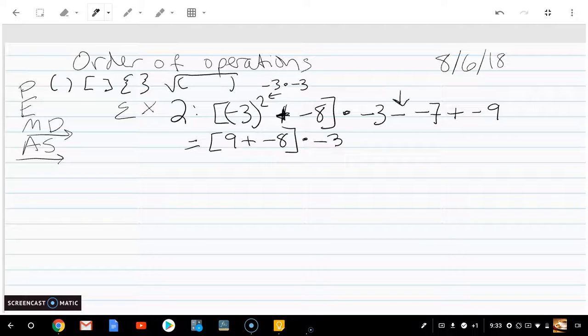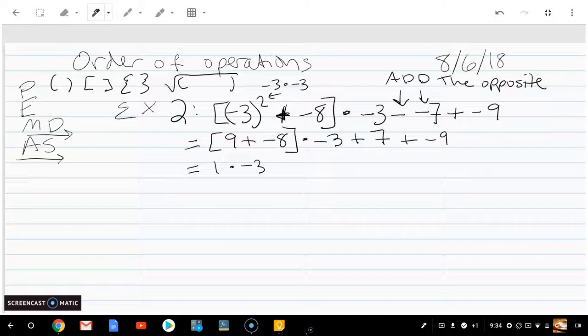And this minus a negative, I always say add the opposite. I want as much positive as I can. And so I'm going to change this subtracting the negative to adding the opposite, or adding a positive. So I'm going to say it's plus 7. Makes it much easier. And then plus -9. And so now I'm going to go down in here. My next line, 9 plus -8 gives me a positive 1. And then everything else is going to get written: times negative 3 plus 7 plus negative 9.